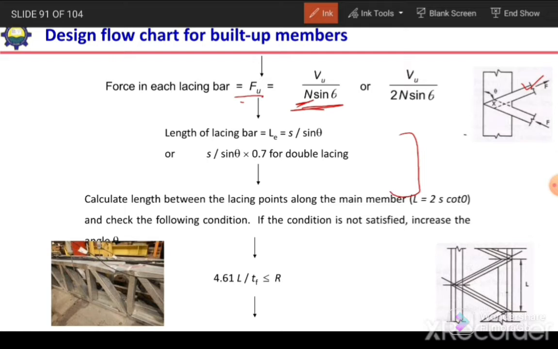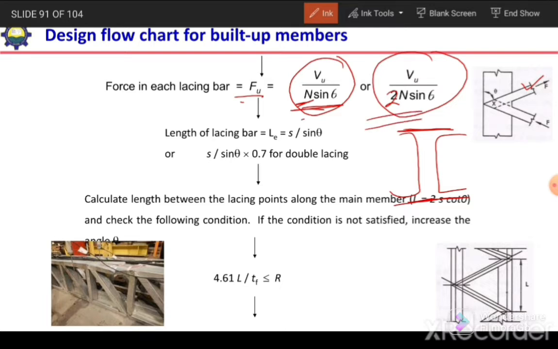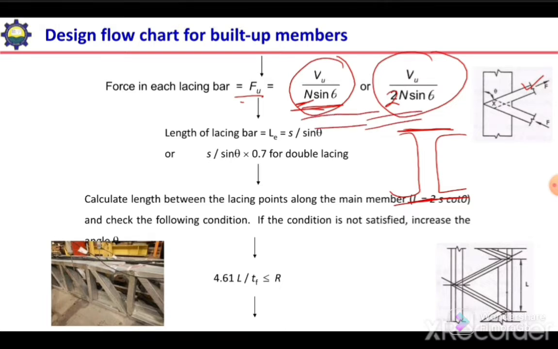For example, we have a built-up channel section, so one face and the other face. So this is N, and this is for single lacing, and if we have double lacing then we need to divide it by 2. We have already discussed this expression in the previous video.